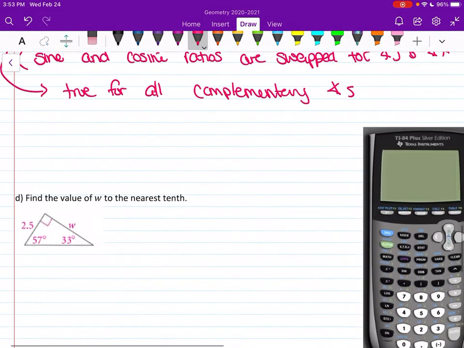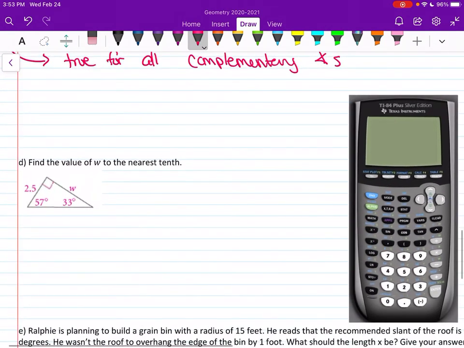Okay, great. Next, I have a little picture of a calculator here. So if you have your scientific calculator, your graphing calculator, get it out. We will be using that for this example. The next example says find the value of W to the nearest tenth. In this example, we are given the angle measures and not all the side measures.